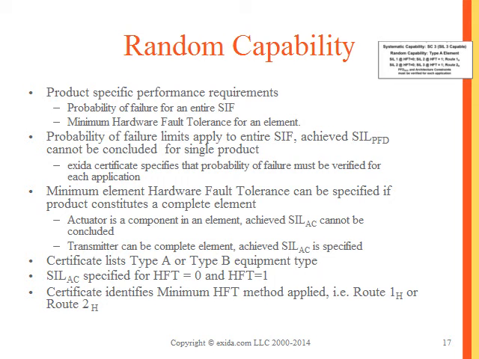But again, keep in mind, this random capability goes hand in hand with the systematic capability on the previous slide. The systematic capability will determine up to what SIL level you can use a product based on the development process that was used. This random capability looks at the probability of failure and at the minimum hardware fault tolerance requirements. If you put in a lot of redundancy and say, well, I can use this poorly developed product in a SIL 3 application, your systematic capability is going to say, hold it, that doesn't apply here. You're limited to maybe SIL 2.